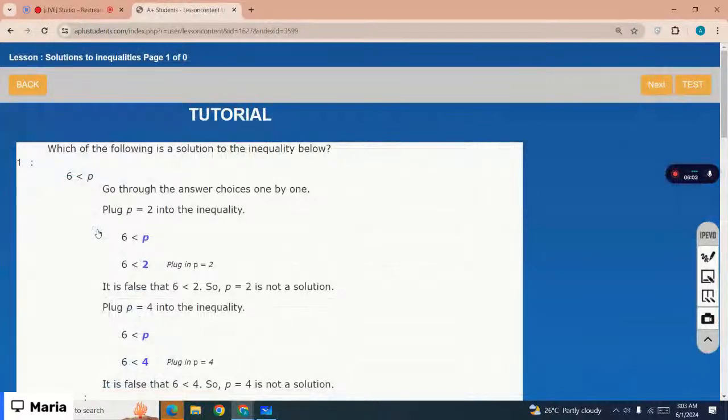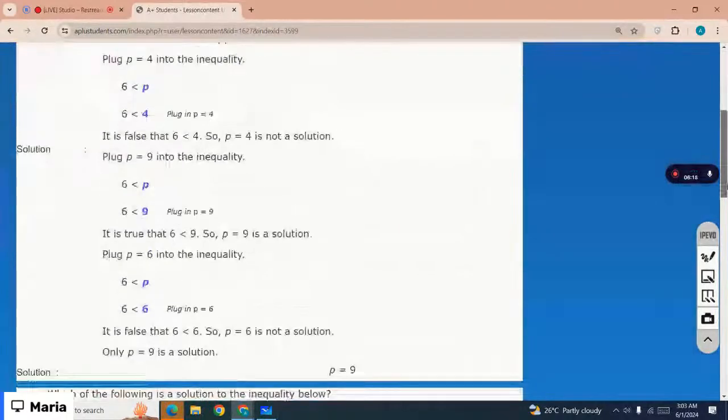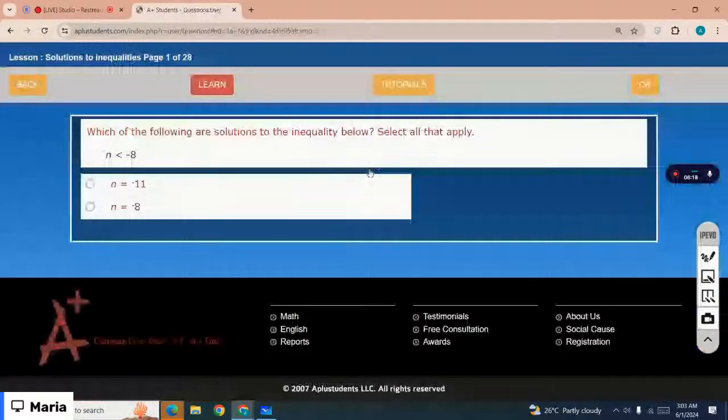Which of the following is the solution of the inequality below? 6 is less than p, right? I think you are given the options, but here you are not given the options. Let's just start with the test questions, right? Because here you are not given the options.